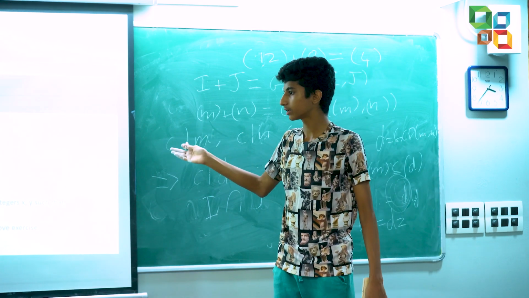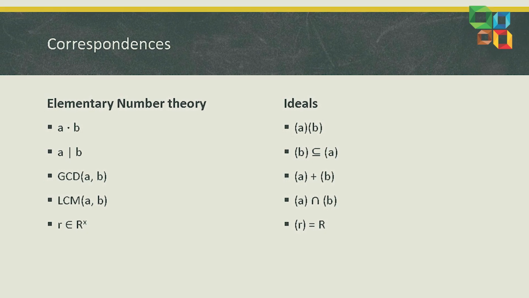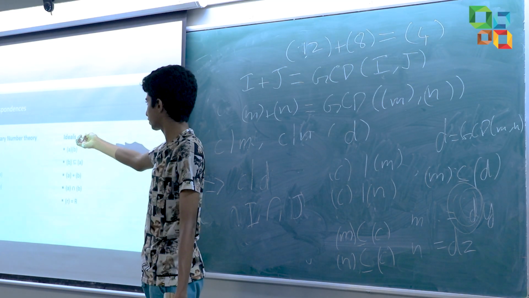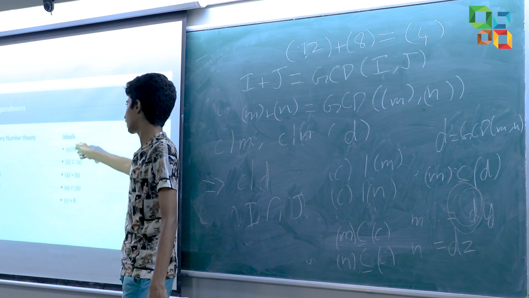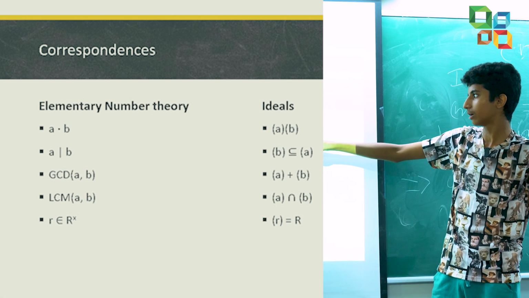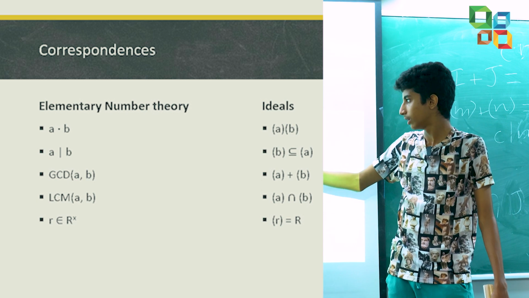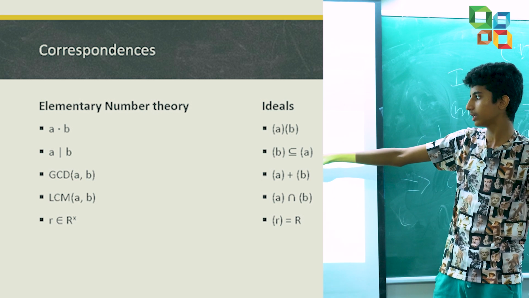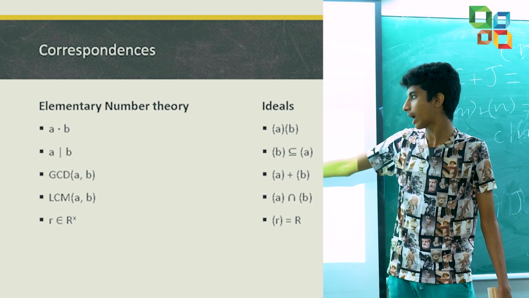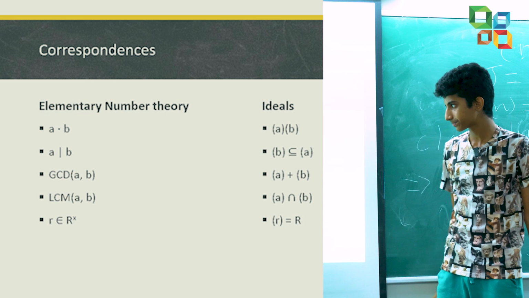Can you go to the next slide? Yes, to sum up everything we have learnt, these are the correspondences. In elementary number theory you have A times B, multiplication. In ideals you have ideal A times ideal B, normal ideal multiplication. When A divides B in elementary number theory, you have ideal B is a subset of ideal A. And for GCD in elementary number theory, the corresponding thing is the sum of ideals, A plus B, and for LCM of A and B, you have A intersection B.